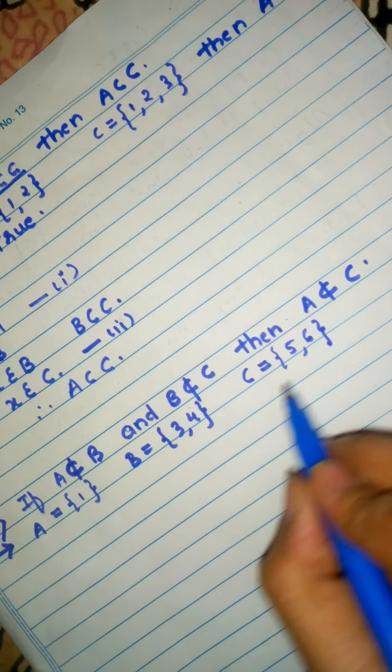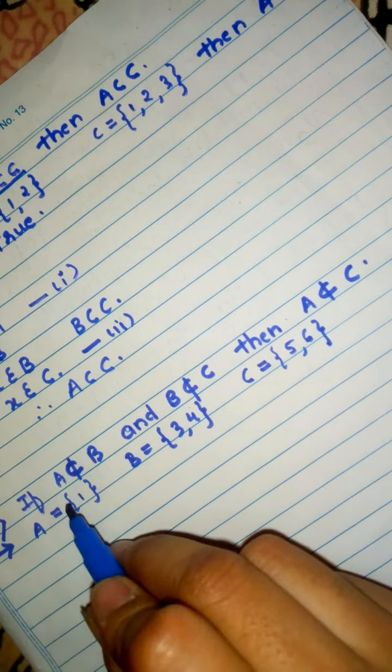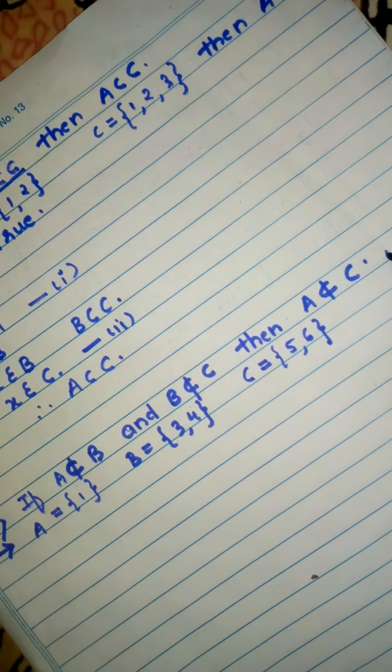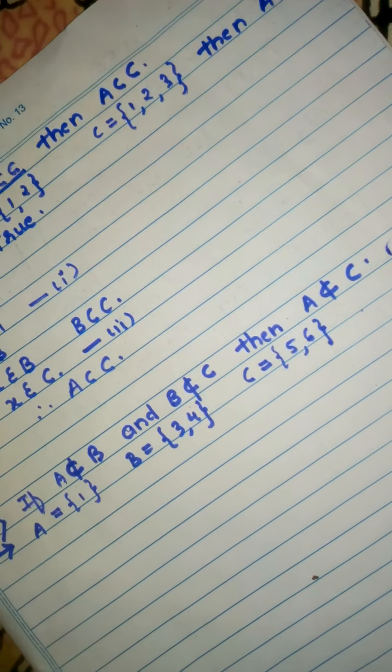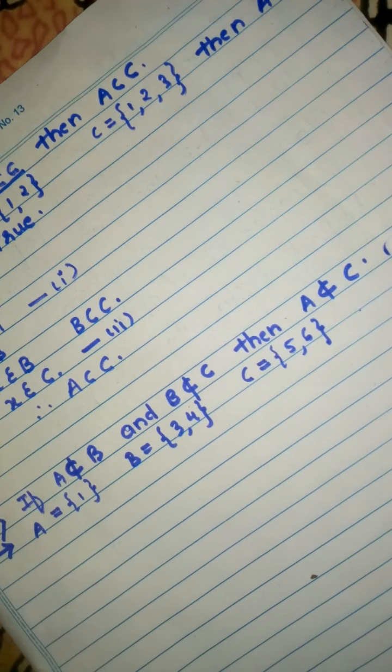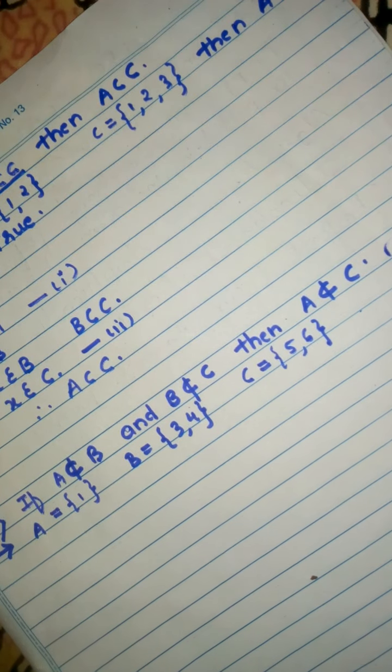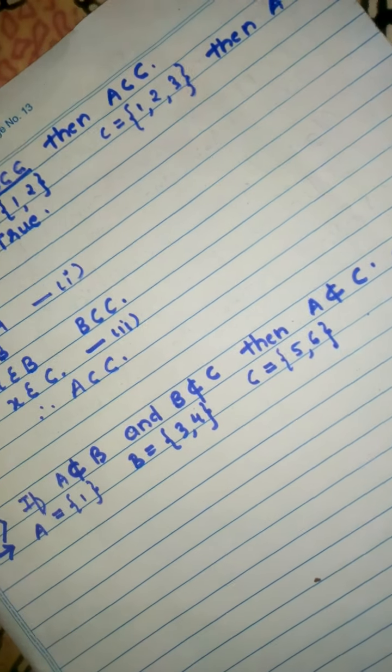Then A is not a subset of C. Okay, so by looking at this example, you all may think that A is not a subset of C and this statement is true. But you have to see for every example. If the statement becomes false for at least one example, then that statement is false. If the statement is true for every example you take, then only you can take it as true.